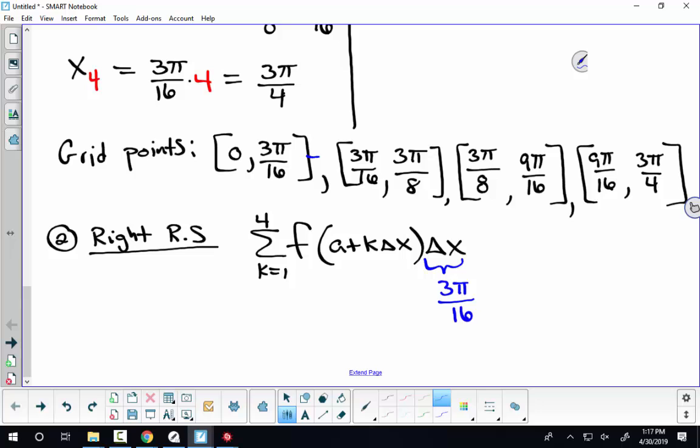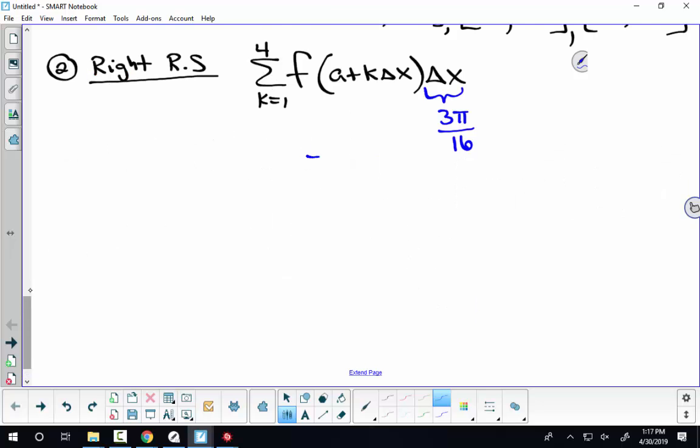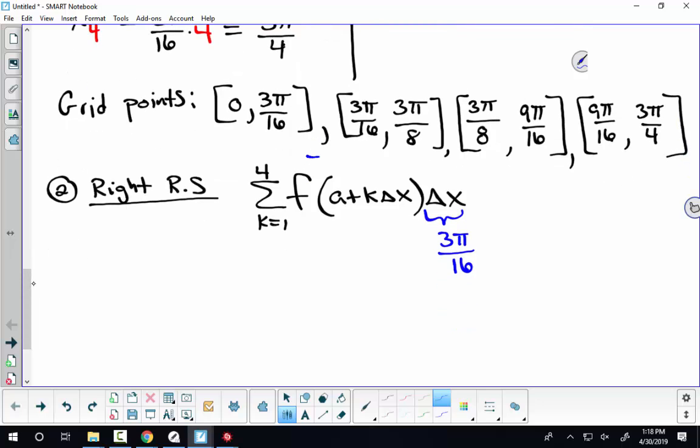And so listing out the grid points, we have all of our x stars, or this a plus k delta x for the right Riemann sum. They're all listed here as the right, since we're using the right Riemann sum, they're the right endpoints. So 3 pi over 16, 3 pi over 8, 9 pi over 16, and 3 pi over 4.